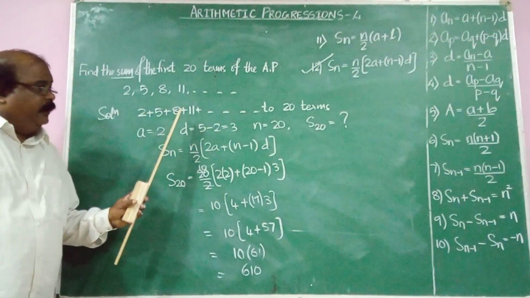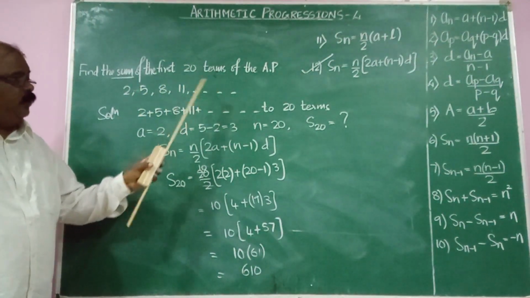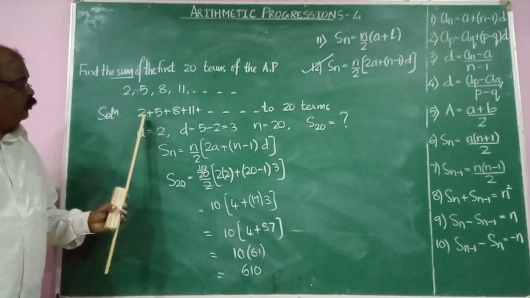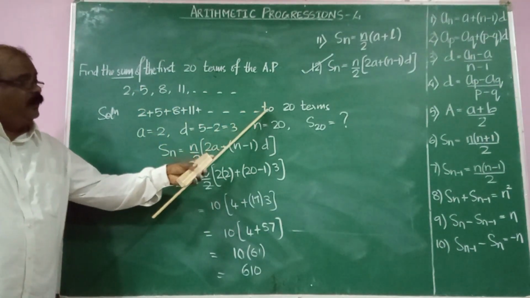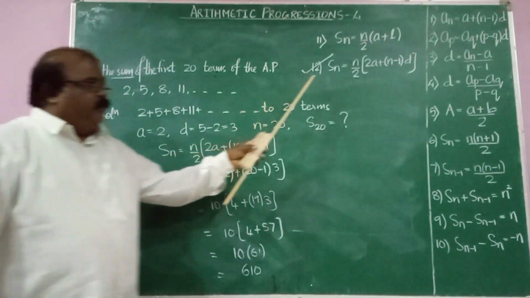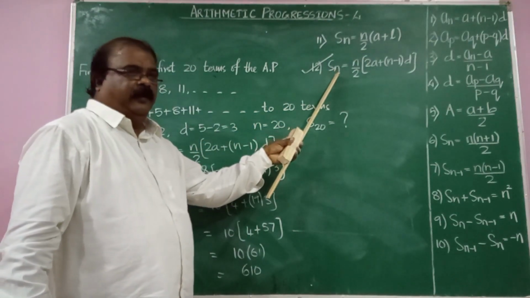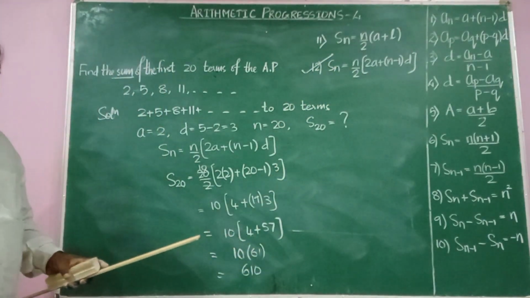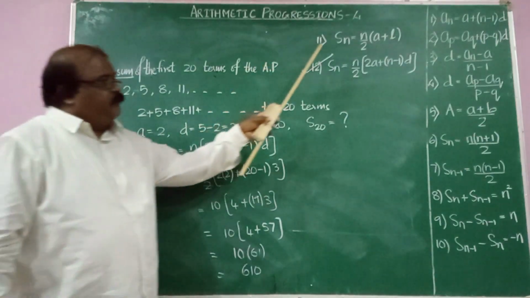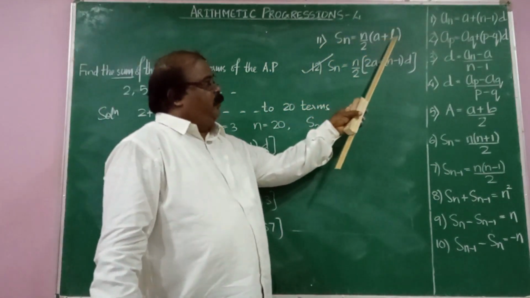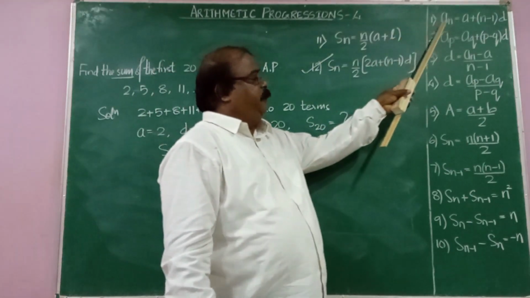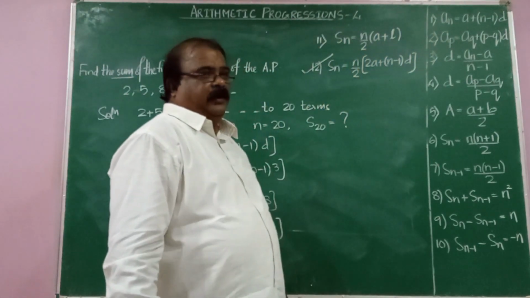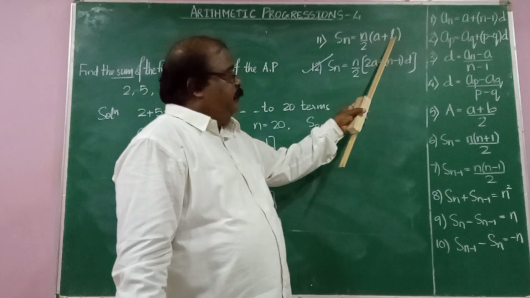What did I ask you? To find the sum of the first 20 terms of the given arithmetic progression. So that means I asked you 2 plus 5 plus 8 plus 11 to 20 such terms. I used formula number 12. I can also do this sum using formula number 11. If I have to use formula number 11, I should first find out the last term using formula number 1 and then use formula number 11.